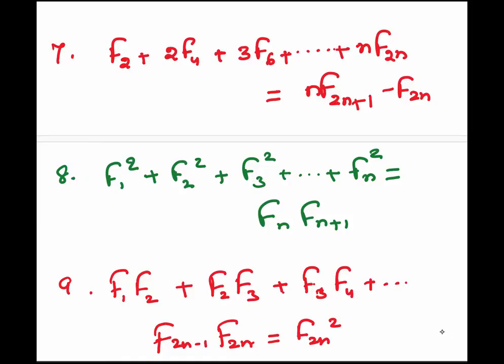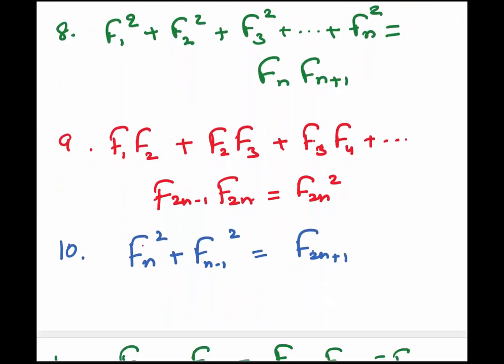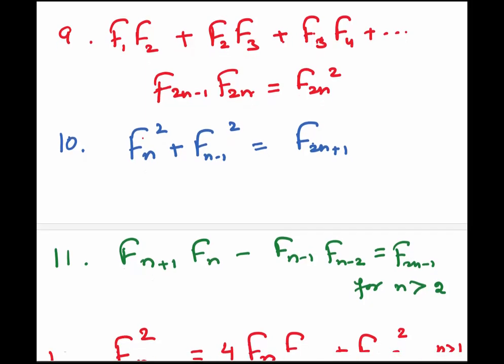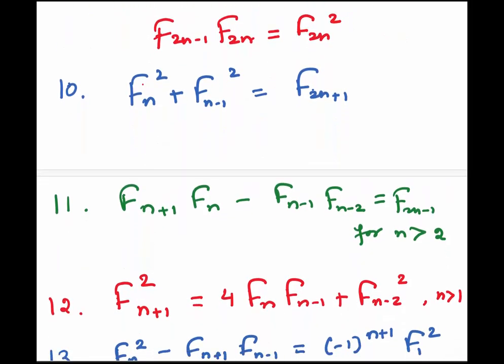In the ninth one, we have taken the sum of the products F1 F2, F2 F3, F3 F4, up to F(2n-1) into F(2n), and this comes out to be F(2n) squared. In the 10th identity, we have F(n) squared plus F(n-1) squared is equal to F(2n+1). Look at the 11th identity. Here we have F(n+1) into F(n) minus F(n-1) F(n-2), and this gives us F(2n-1) for all values of n greater than 2.